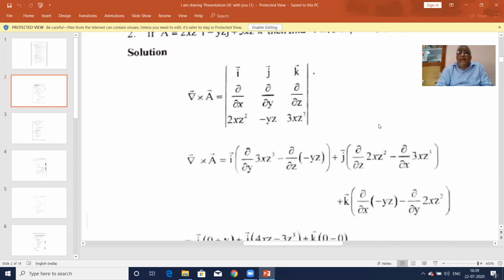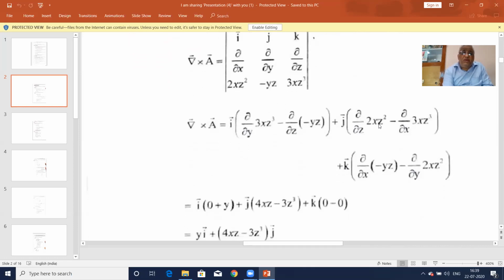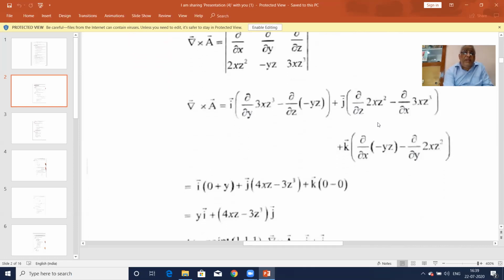We can see in the slide how we are solving the determinant ∂/∂y, 2z, 2x, z³. If we solve this determinant, we get our result as yi plus 4xz minus 3z³ into the j component.